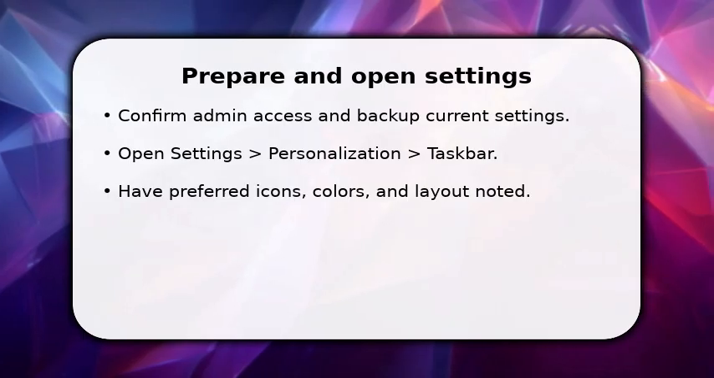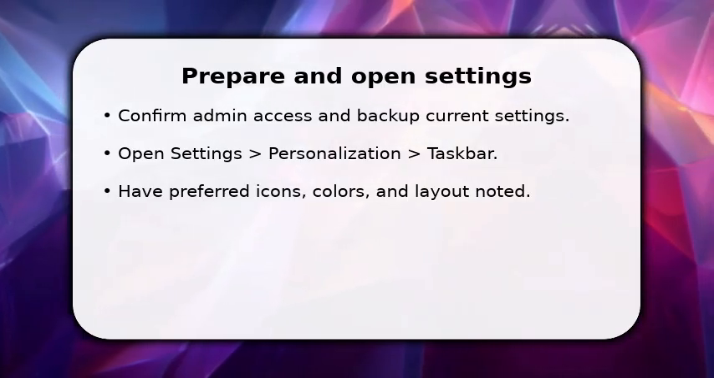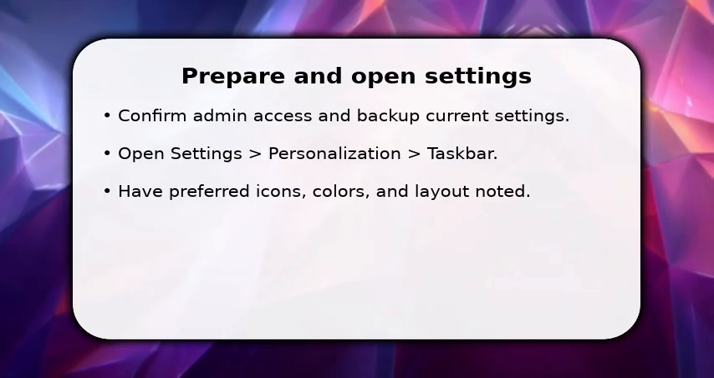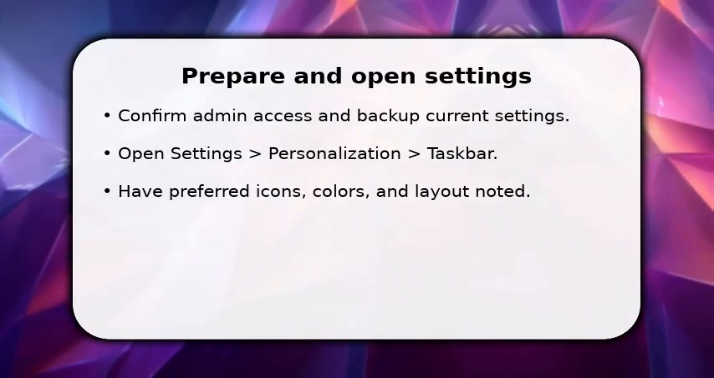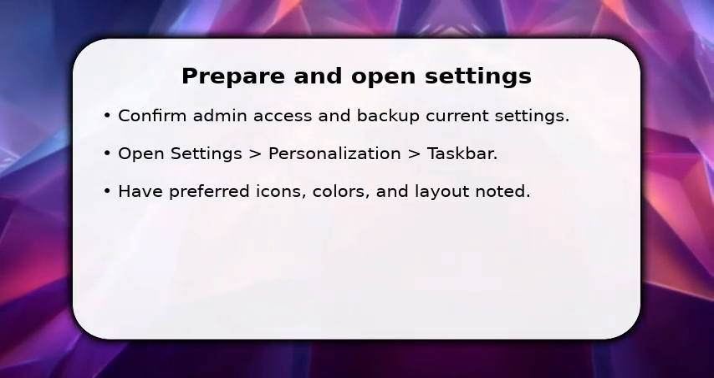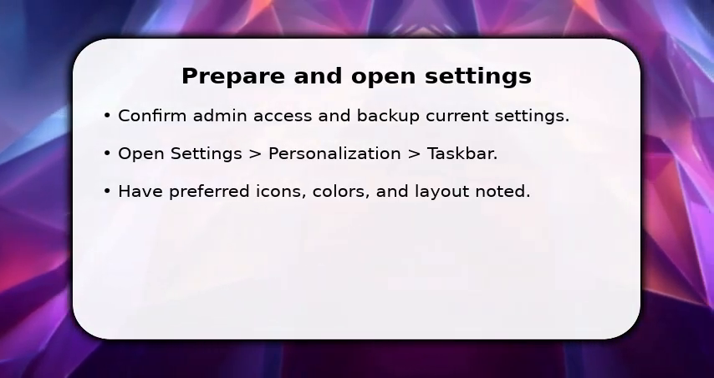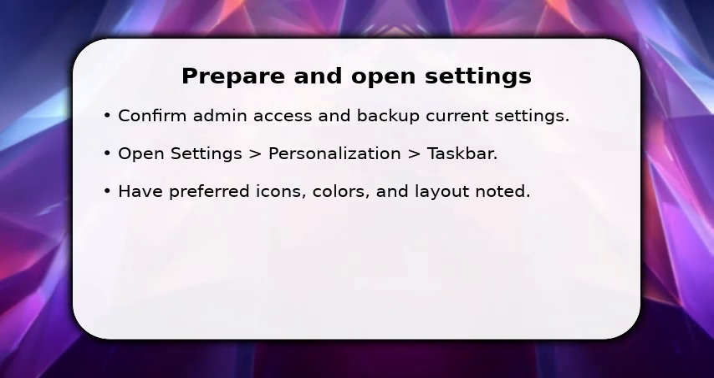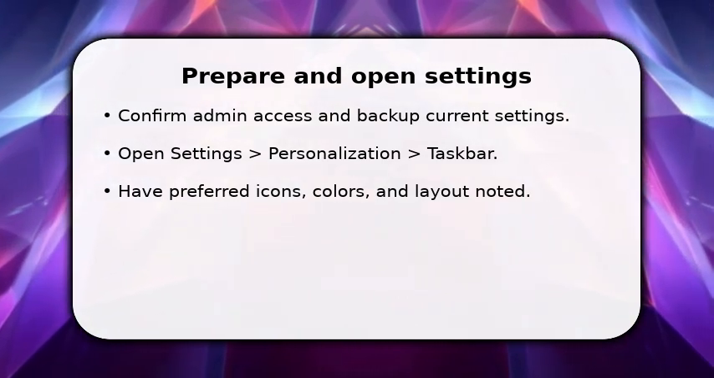Once there, toggle taskbar visibility and auto-hide to see immediate effects, and choose which system icons remain visible. Make sure to note preferred colors and icon sizes now, because those selections determine subsequent options and keep the workflow efficient. Now you adjust core visual choices.